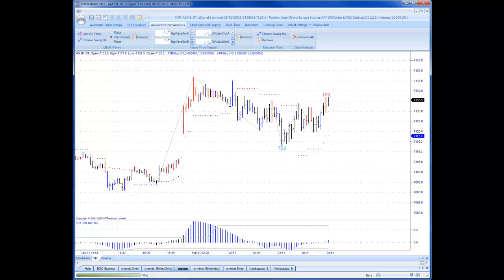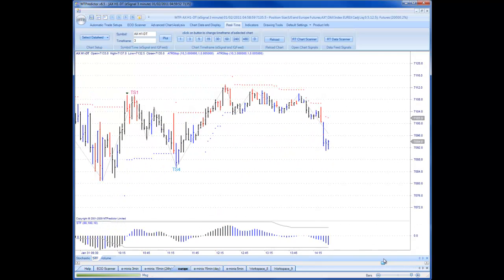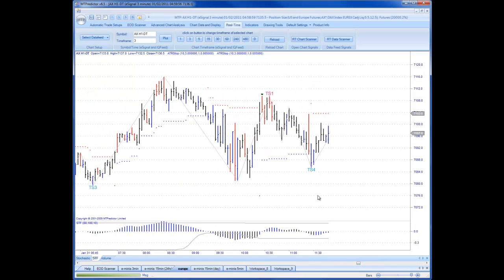Today I'd like to take a quick look at how the 3-minute DAX, this is a chart of the DAX index, DAX future over here in Europe on a 3-minute chart. I'd just like to take a look at how it unfolded yesterday, as this is a great example of how to spot and then how to trade the automatic trade setups. These are the ones that come on these charts, these TS labels.